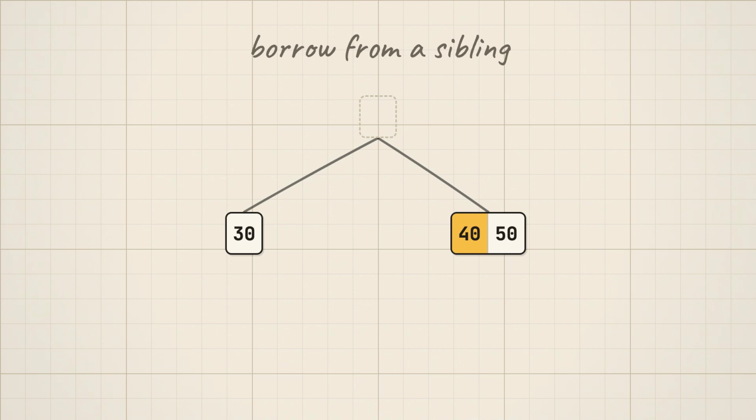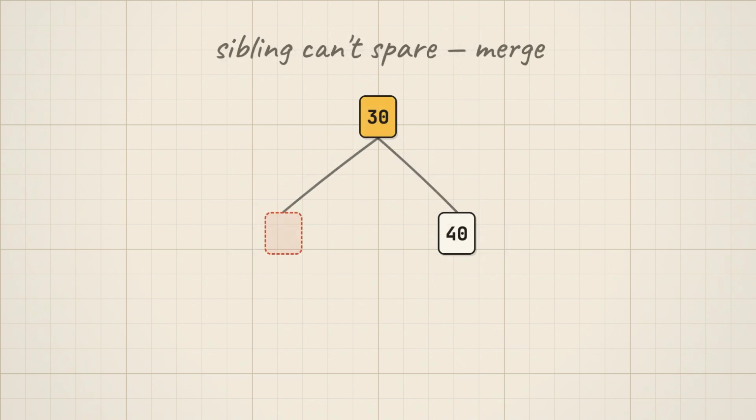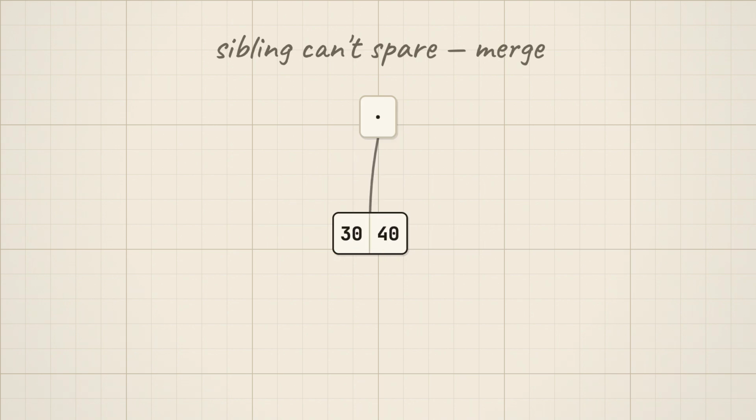A spare key from the sibling moves upward to replace it in the parent. In the binary representation, rotations and recoloring perform this exchange. What if the sibling has no extra key? Merge the two small nodes and pull one key down from the parent. The shortage disappears at this level, but the parent has now lost one key. If that makes the parent too small, the shortage continues upward.